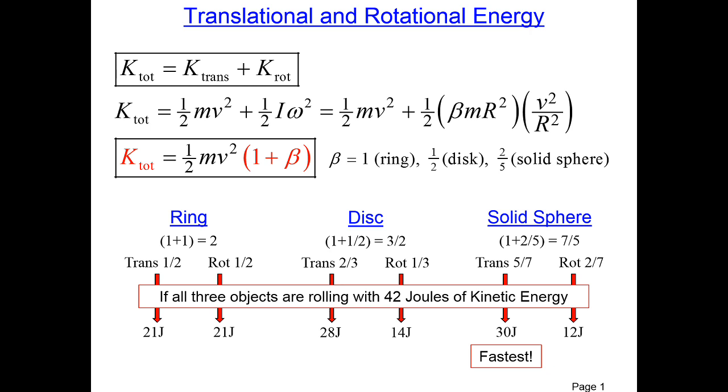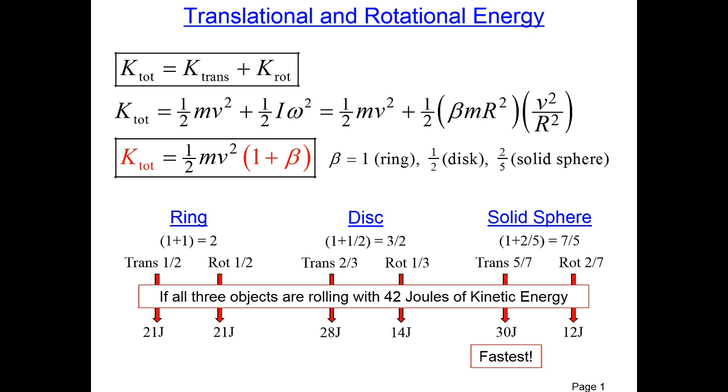That means the larger the beta, the larger the proportion of the kinetic energy that is in rotational kinetic energy, and the smaller the translational kinetic energy, assuming you've got different things with the same amount of kinetic energy. So if the objects have the same total amount of kinetic energy, the larger the beta, the slower the object will roll.